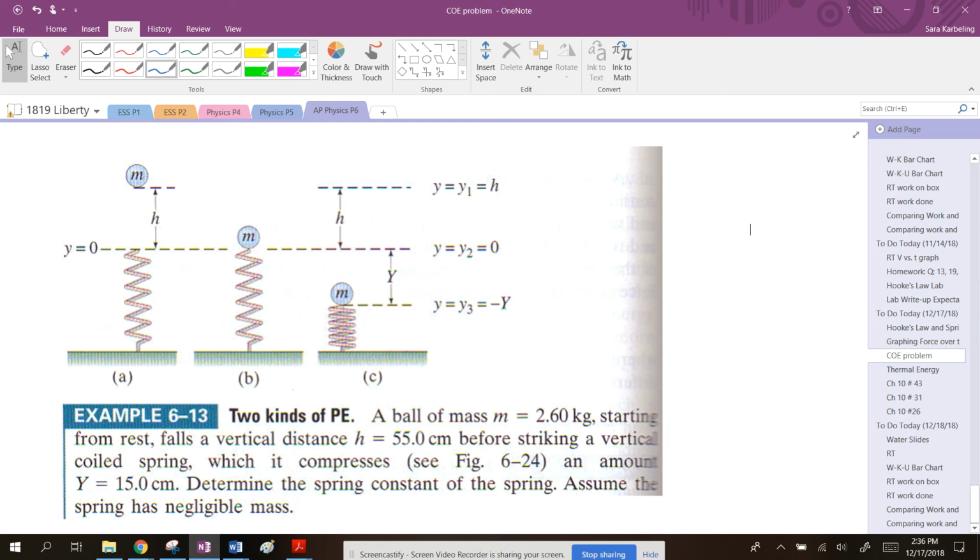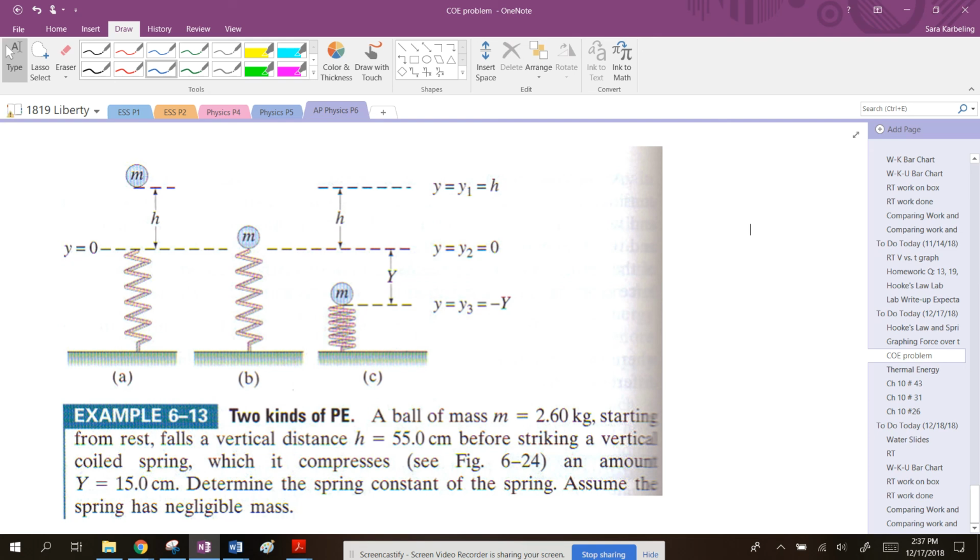We've got a ball with a mass of 2.6 kilograms starting from rest, falling a vertical distance of 55 centimeters before it strikes a coiled spring, which compresses an amount 15 centimeters. That's kind of weirdly worded. I apologize. It says determine the spring constant. The spring has negligible mass, which means we don't have to do calculus.